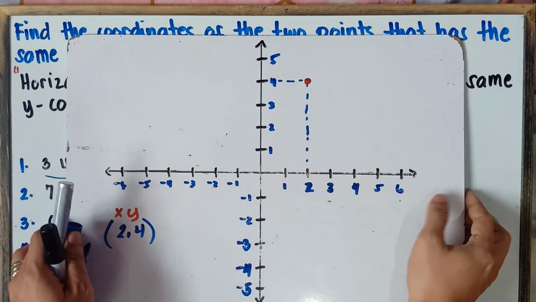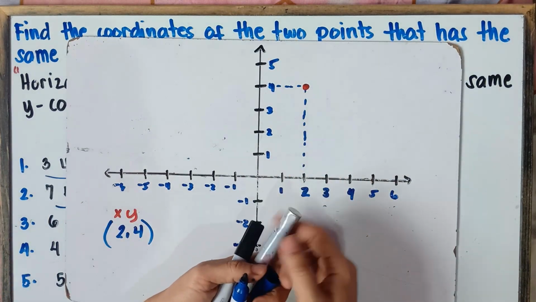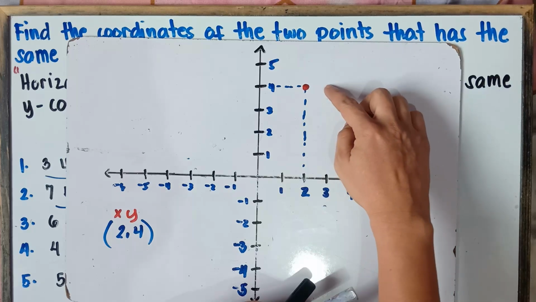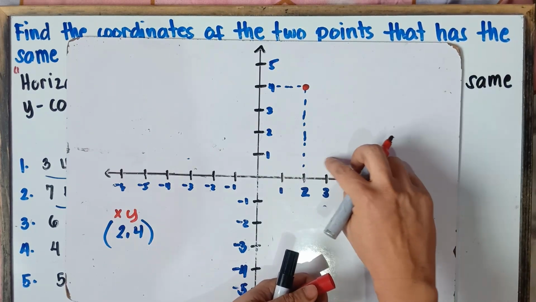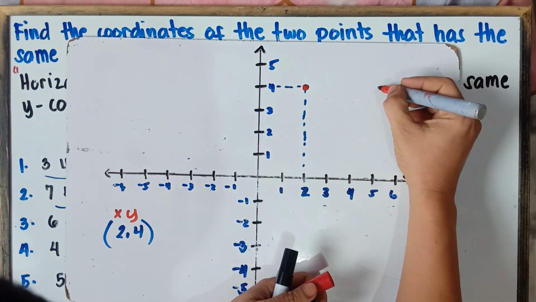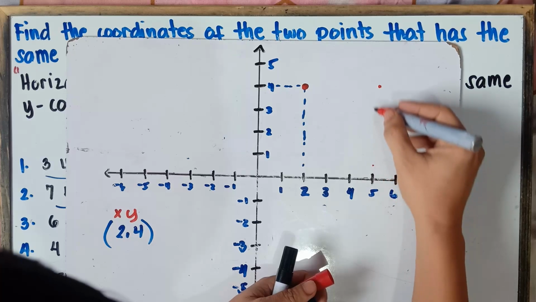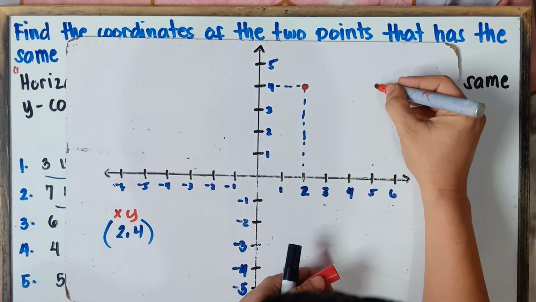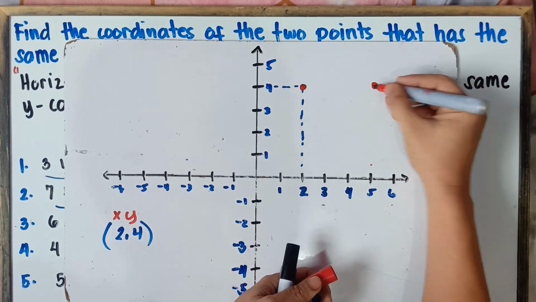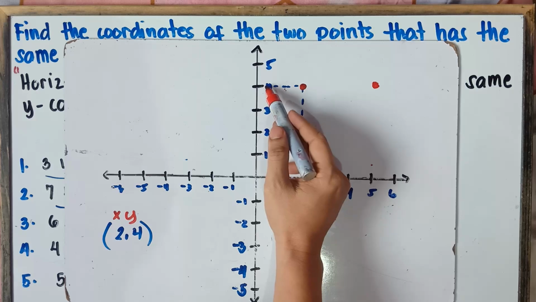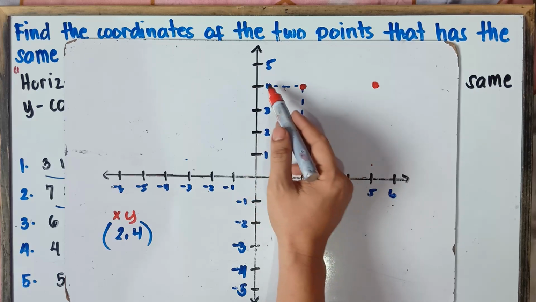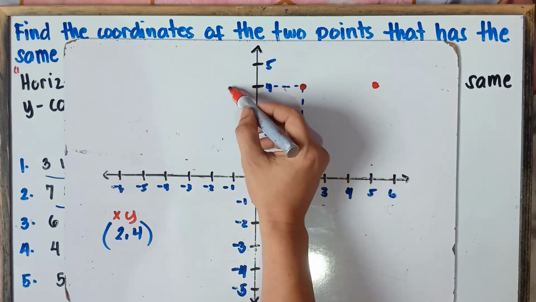Since this is 3 units from the given ordered pair (2, 4), simply move 3 units to the right: 1, 2, and then 3. So this will be our first point. Alright, and then simply move 3 units to the left: 1, 2, and then 3. So this one right here.